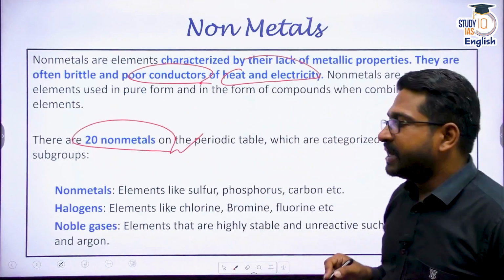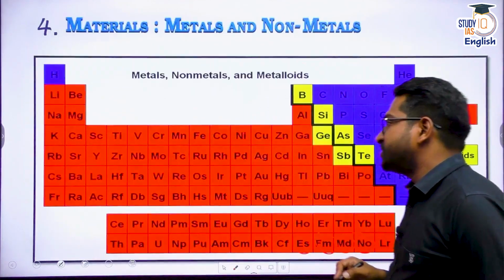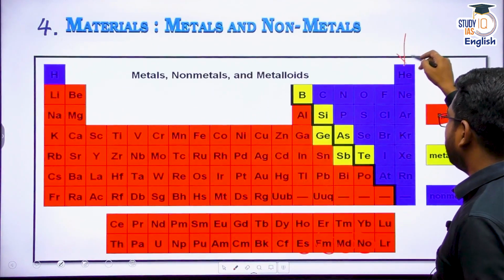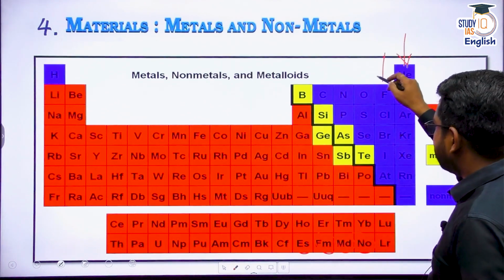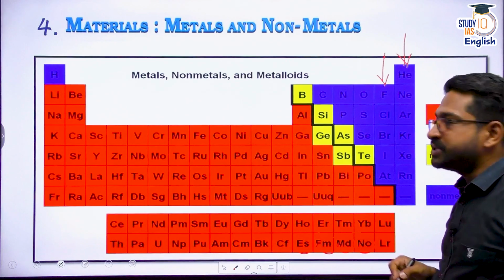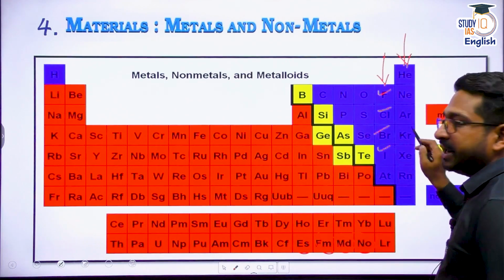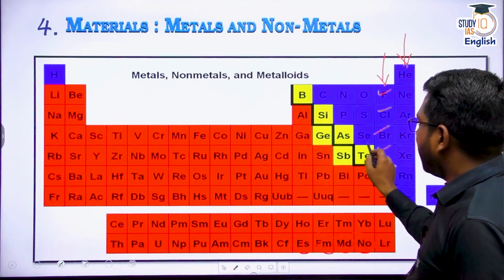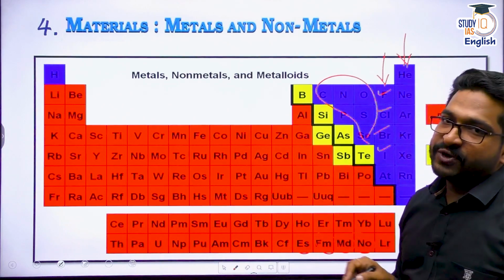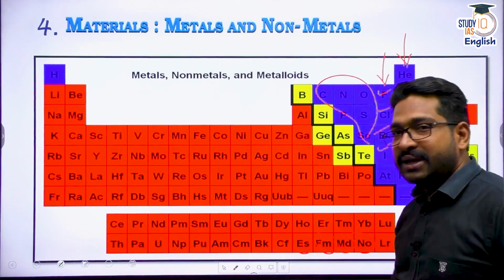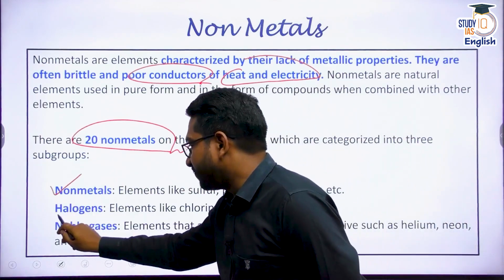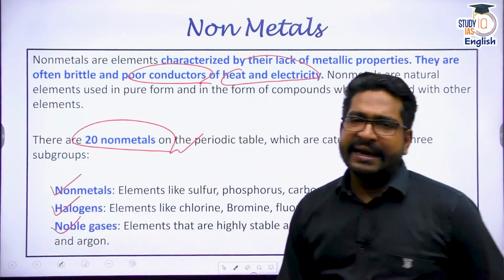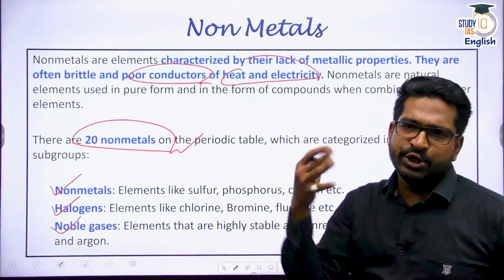And non-metals can be seen here. Non-metals can be seen in these two columns. These are noble gases: helium, neon, argon, krypton, xenon. These are halogens, like fluorine, chlorine, bromine, iodine, right? Apart from that, we have carbon, nitrogen, oxygen, phosphorus, sulfur, hydrogen. These are the third category. So we have non-metals, we have halogens, we have noble gases as categorization of these non-metals in general.